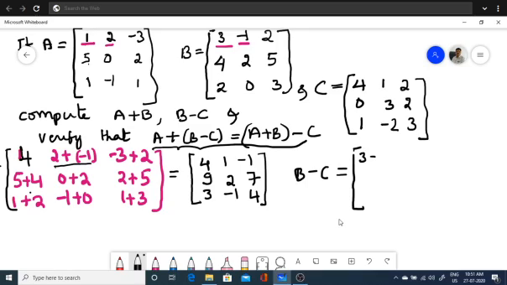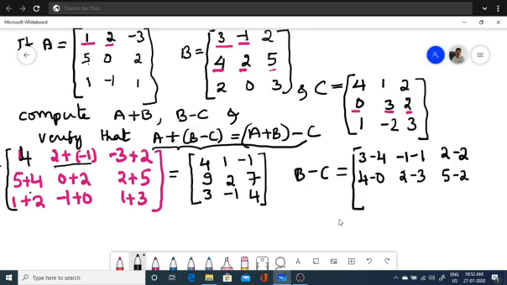So subtracting the corresponding elements of B and C. 3 minus 4, and minus 1 minus 1. So minus 1 and this minus 1, and 2 minus 2. The corresponding element of C here is 0. So 2 is 3 here and 5 is 2 here. Therefore, taking 4 minus 0 and 2 minus 3 and 5 minus 2.